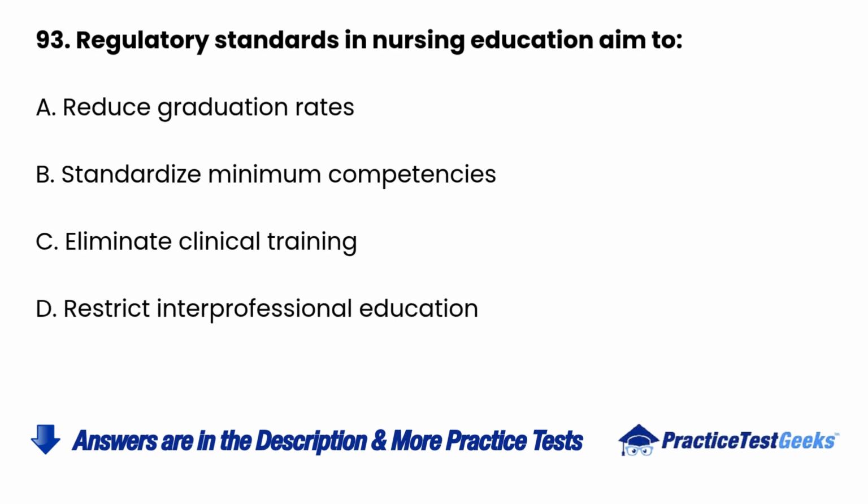93. Regulatory standards in nursing education aim to A. Reduce graduation rates. B. Standardize minimum competencies. C. Eliminate clinical training. D. Restrict interprofessional education.